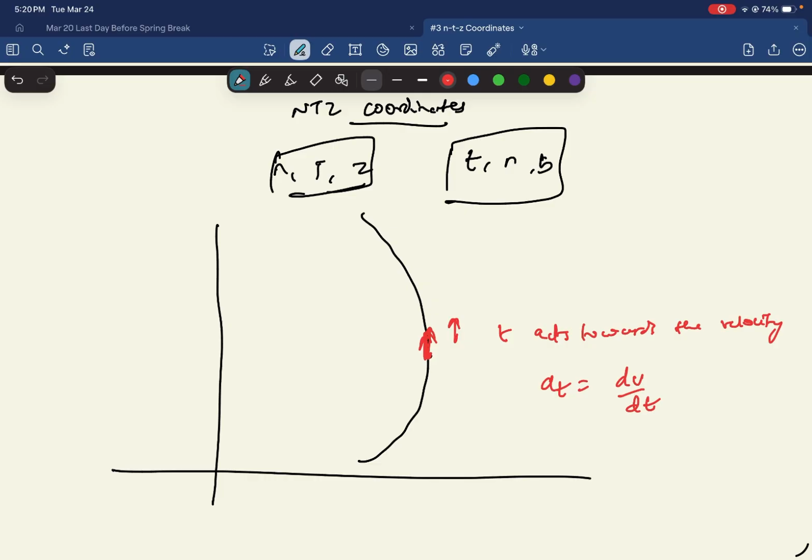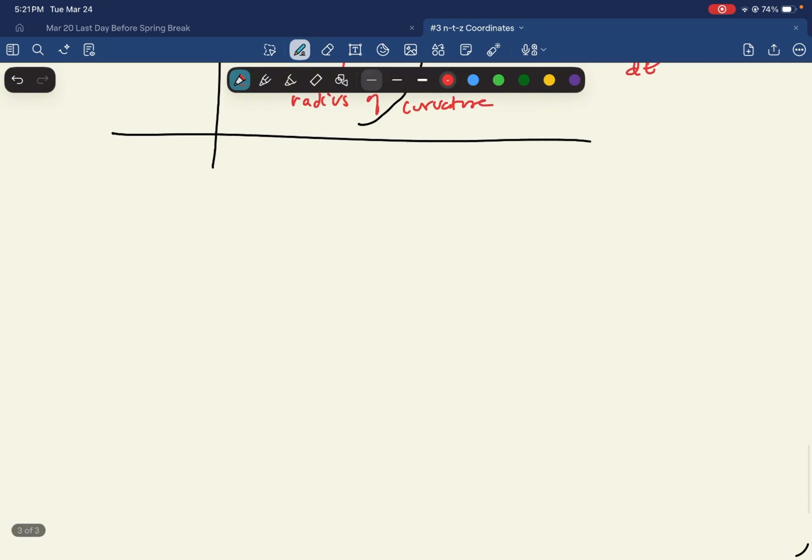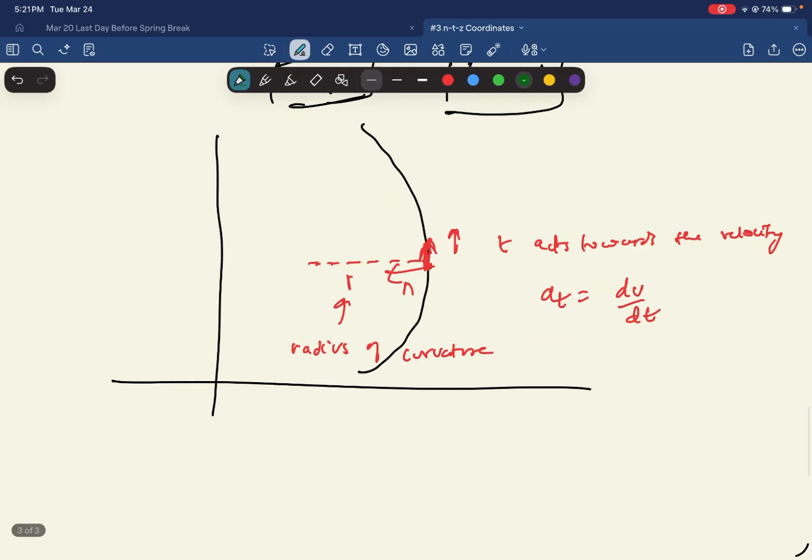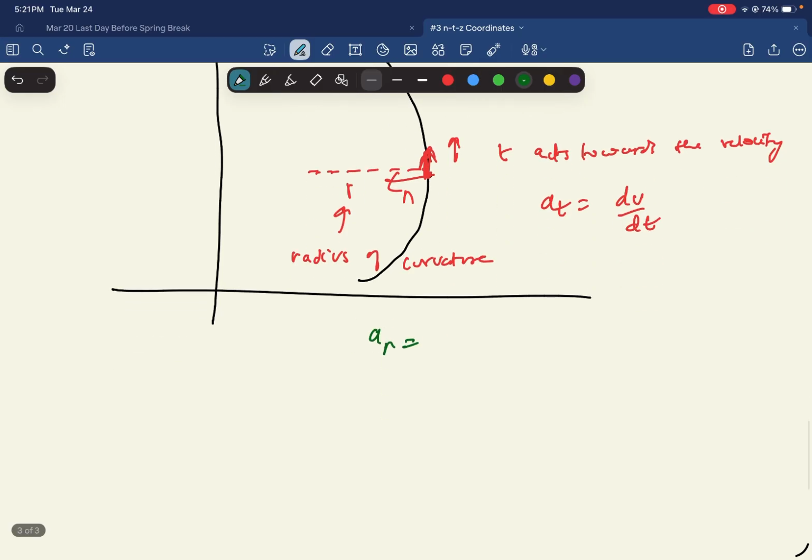So what about normal? Think of this as the radius of curvature. The normal always acts towards the center of the radius of curvature. If the straight line is the tangent, the normal will act along the radius of curvature and is always perpendicular to the tangential. And the formula of acceleration in the normal direction is v square over r, where v is the velocity and r is the radius of curvature.